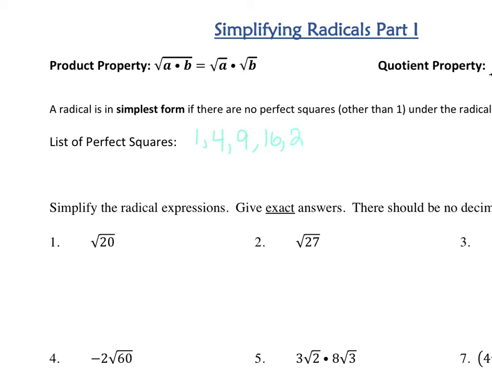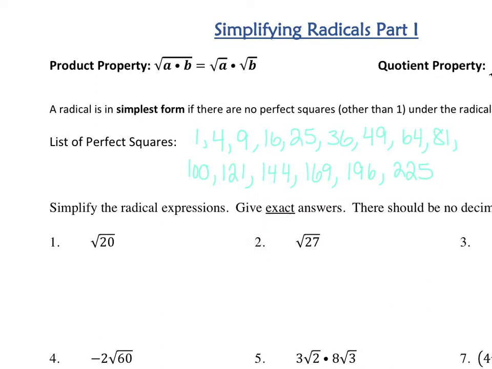So we get 16, 25, 6 times 6 is 36, 7 times 7 is 49, 8 times 8 is 64, 9 times 9 is 81, 10 times 10 is 100, 11 times 11, 12 times 12, 13 times 13, 14 times 14, and 15 times 15. So here are the first 15 perfect squares.